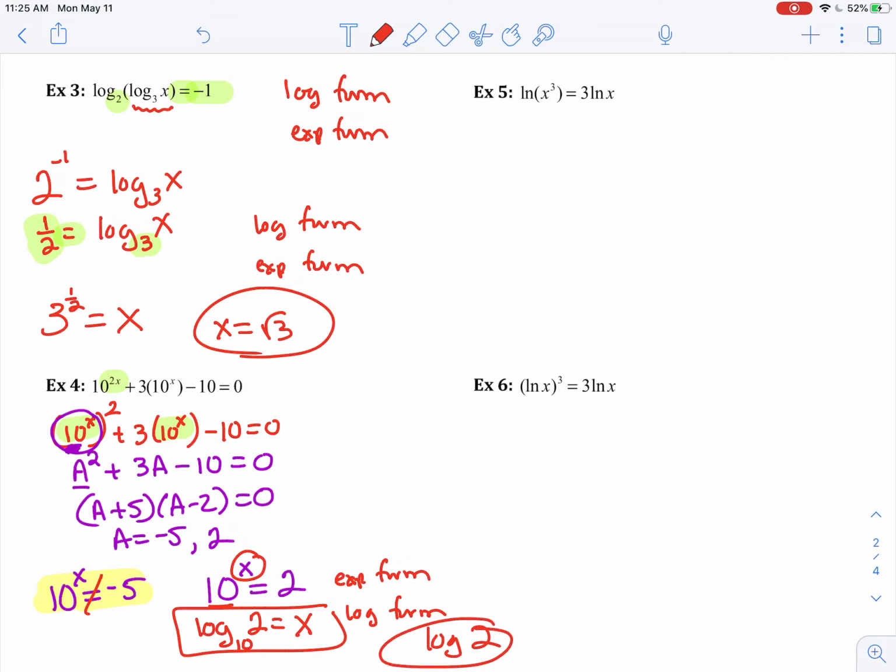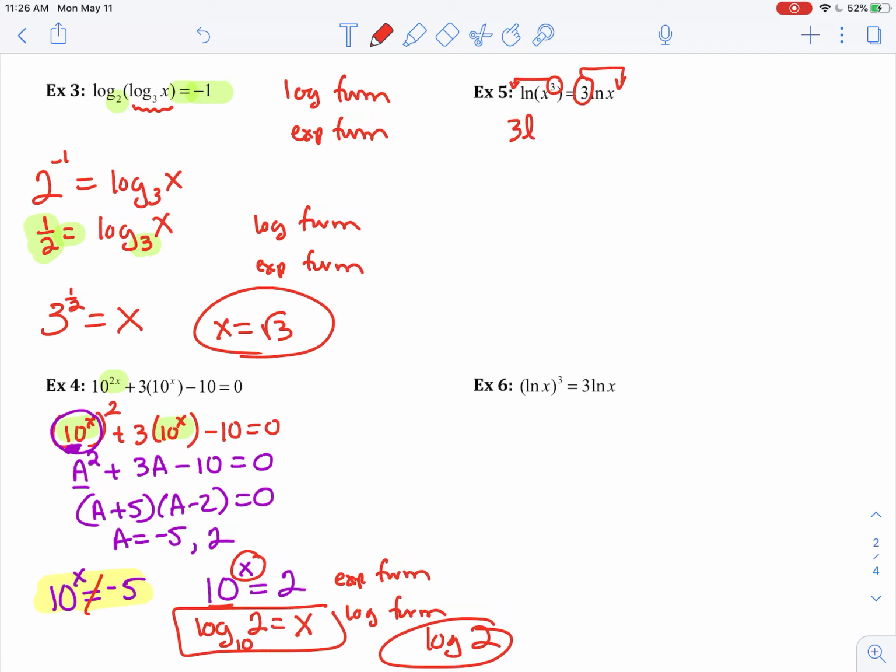On number 5, we are solving for x. We have the log of x cubed equaling 3 times the natural log of x. And keep in mind that when we have this power, I could bring that down if I wanted to, or I could have taken this coefficient and brought it up. Either way, both are correct.